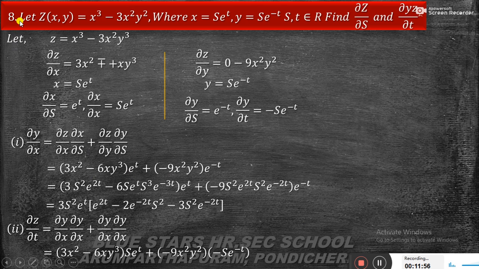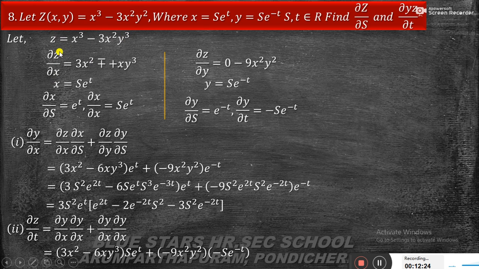Now we discuss the 8th problem. Let z of x comma y equal x cube minus 3x square y cube, where x equals s e power t, y equals s e power minus t, and s, t belong to R. Find ∂z/∂s and ∂z/∂t. So I write the given function z of x comma y equal to x cube minus 3x square y cube.